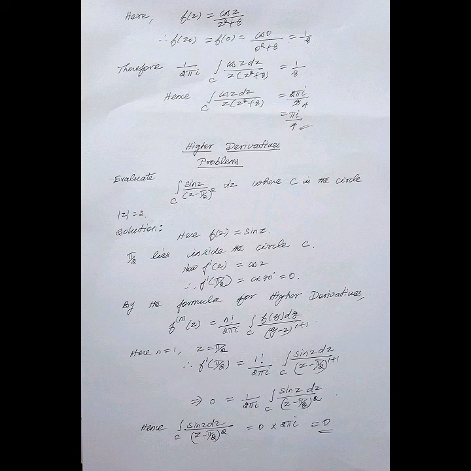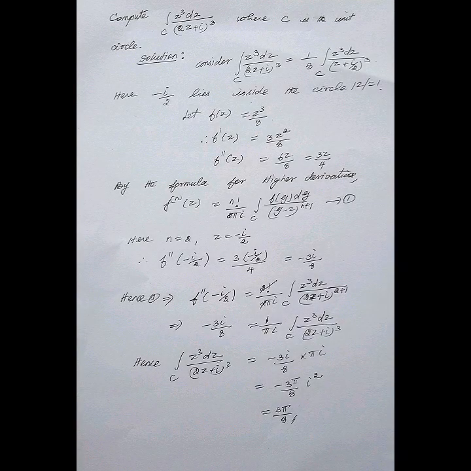So, 1 plus 1. In other words, 1/(2πi) ∫_C sin z dz/(z - π/2)². Left hand side value we all know is 0, and therefore if you cross multiply 2πi to the other side, you will get ∫_C sin z dz/(z - π/2)² = 0 × 2πi = 0, and therefore 0 is the value of the given integral.